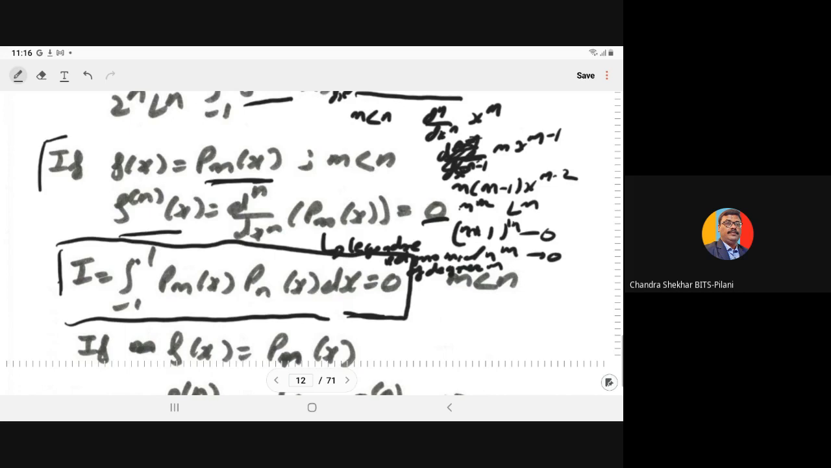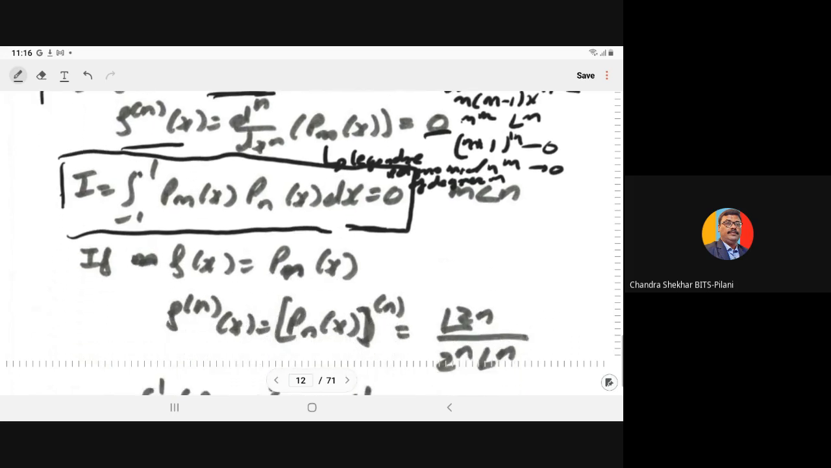Now you can say that m can be greater than n. So just change the role of m and n, right? If m is greater than n, just change the role of m and n, you will get the same result. So when m is not equal to n, this orthogonality integral, minus 1 to 1 Pm Pn dx, will be 0. Now if fx is equal to Pn x, then what is the nth derivative? You know what is Pn? What is Pn?